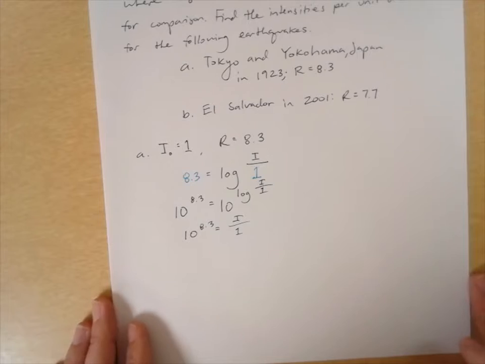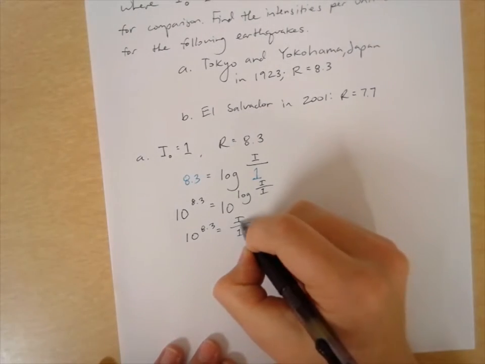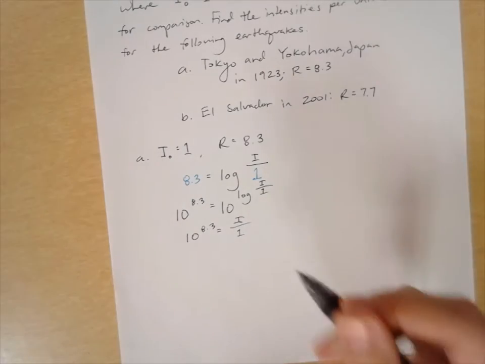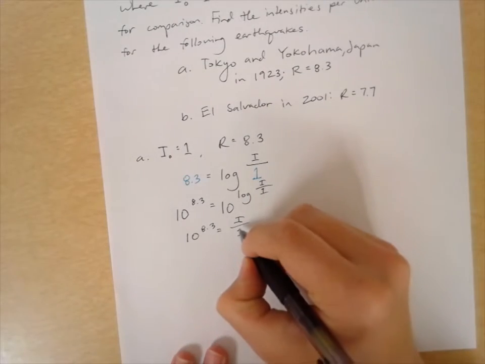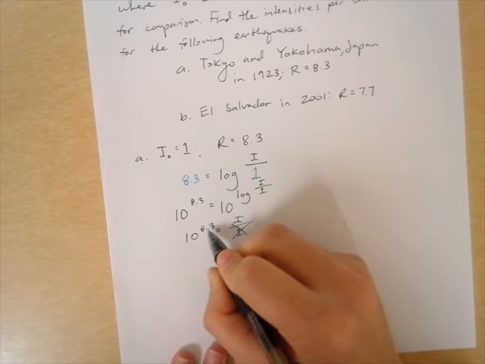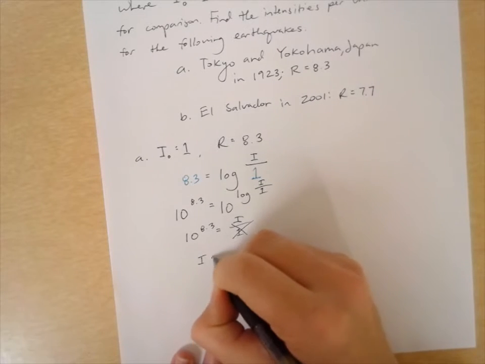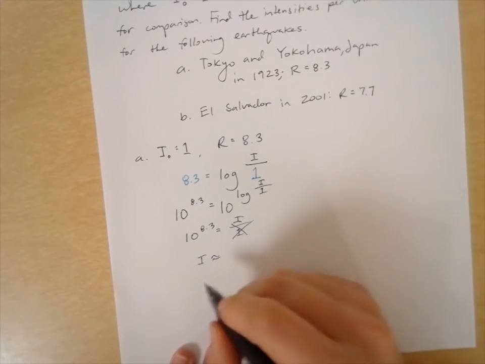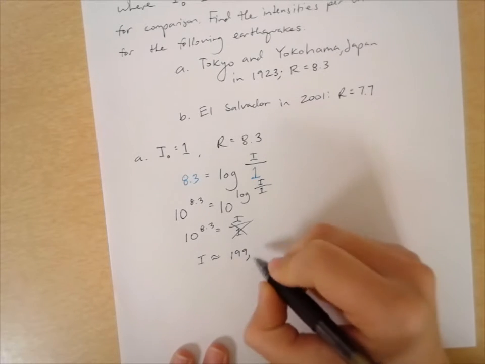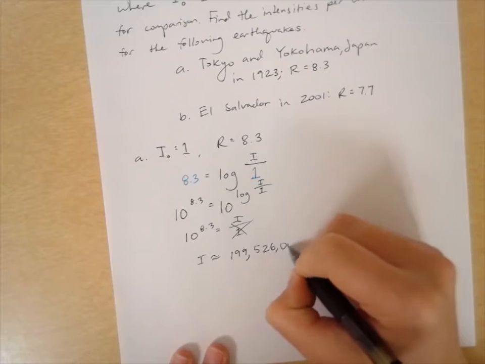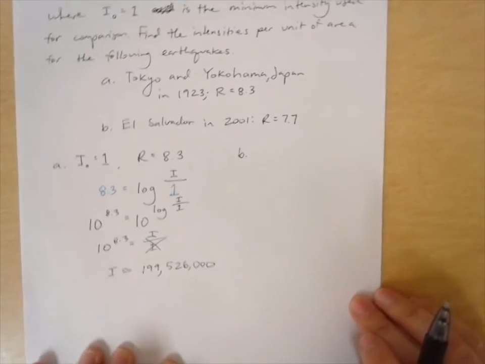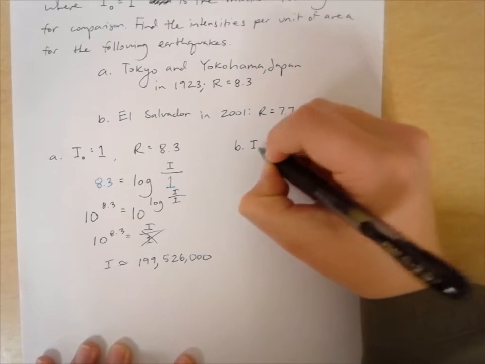And what I get there is actually I by itself. Remember, anything over 1 is just itself, so I've really already solved for I. And you can just cross out that 1. And when I put 10 to the 8.3 in my calculator, I get that I is approximately 199,526,000.